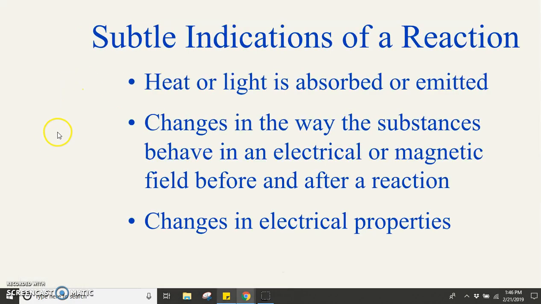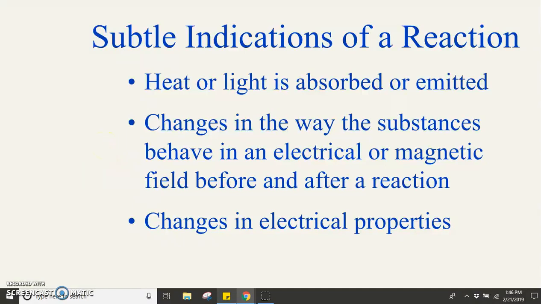Some subtle indications that a reaction is happening. You might have heat or light is absorbed or emitted, so something might glow or give off light. It might give off a little bit of heat, so much or so little you might not even be able to feel it. Changes in the way the substances behave in an electrical or magnetic field.